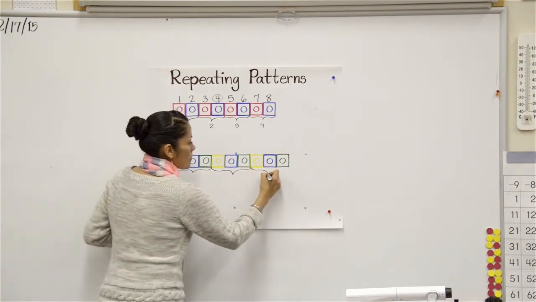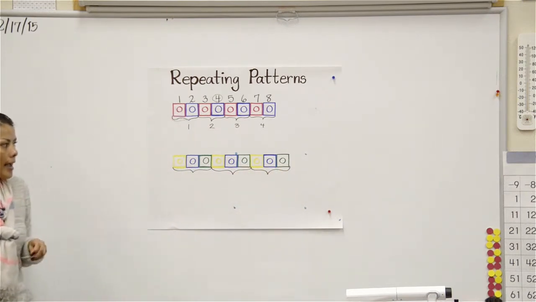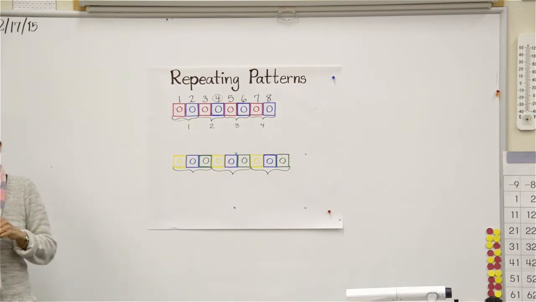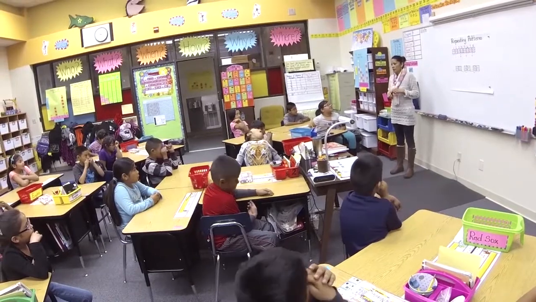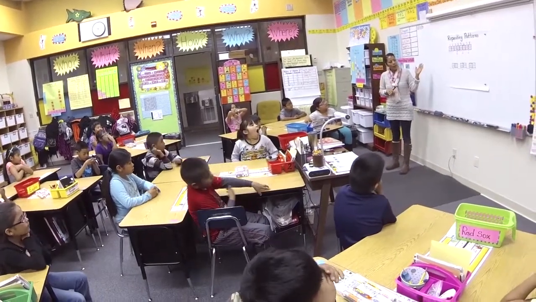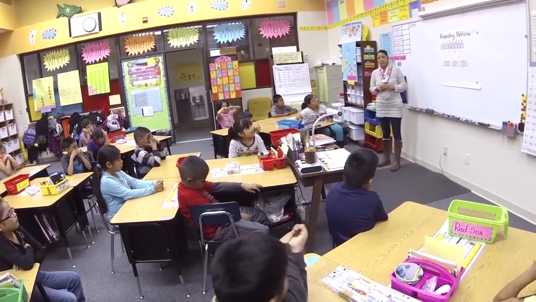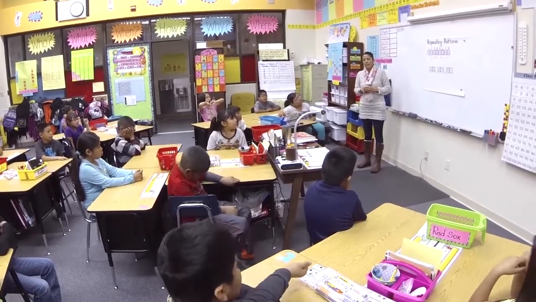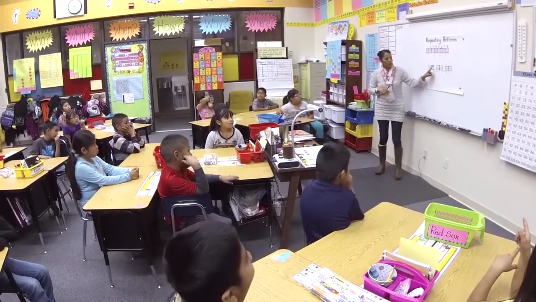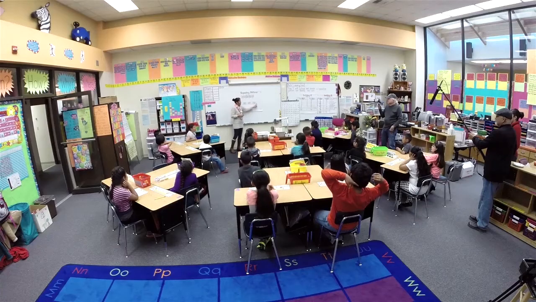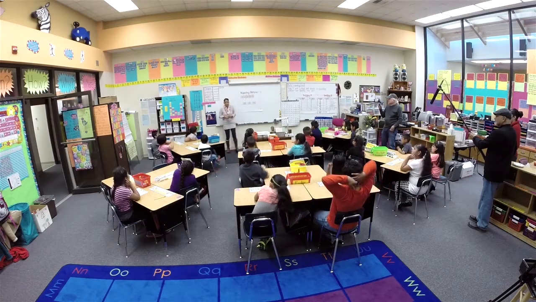Okay. 1 unit. 2 units. 3 units. What if I made one more extension? That'd be 1 more unit. 4 units. It'll be 4 units. And how many cubes would that be? 3, 6, 9, 12. Good job.